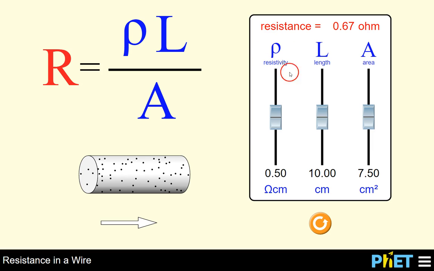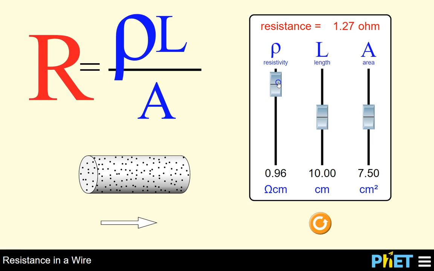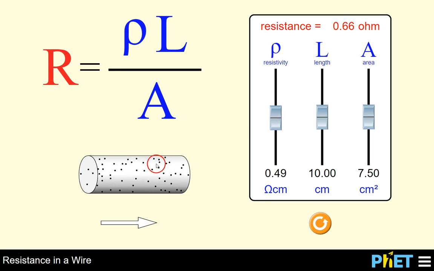The first one is what we call resistivity. The resistivity is based on what the resistor is made out of: copper, silver, aluminum, silicon, whatever it's made out of. If we increase the resistivity, take a look at the picture, it's like there are more atoms here, more electrons that are going to get in the way. And as the resistivity goes up, the resistance is also going to increase. As electrons try to make their way through, they're going to have more collisions, and it's going to increase the overall resistance.